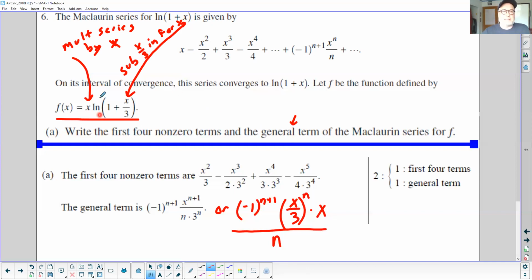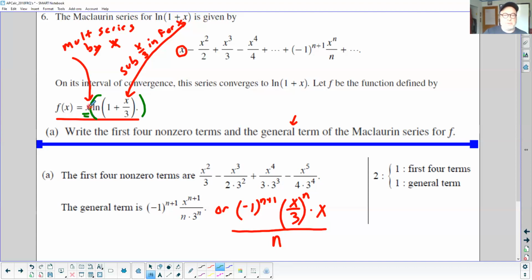So this is basically telling you if you have this series for ln of 1 plus x, but it's not ln of 1 plus x, it's ln of 1 plus x over 3, the x over 3 is getting substituted for x. So every time you see an x here, you're going to be replacing it for x over 3. But this entire series is also being multiplied by another x. So then you're going to have to take that x and distribute it into each term.